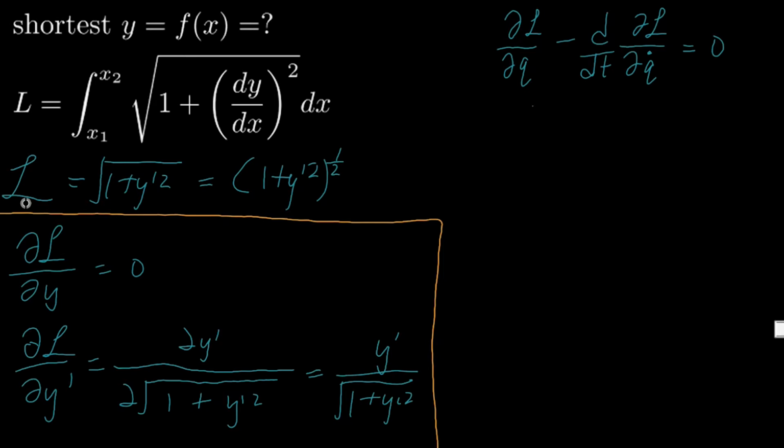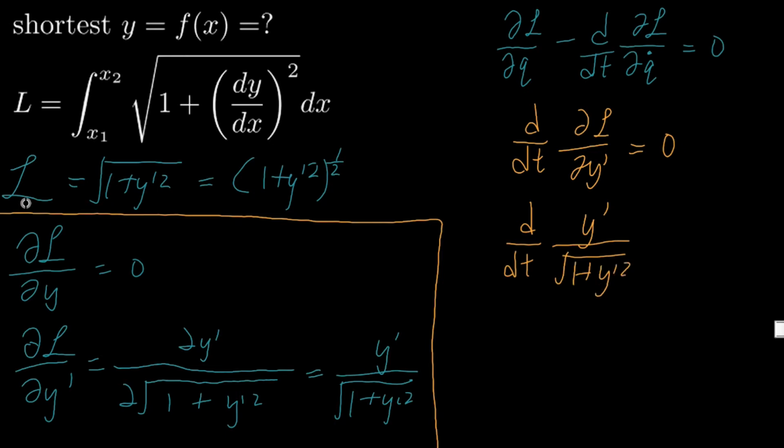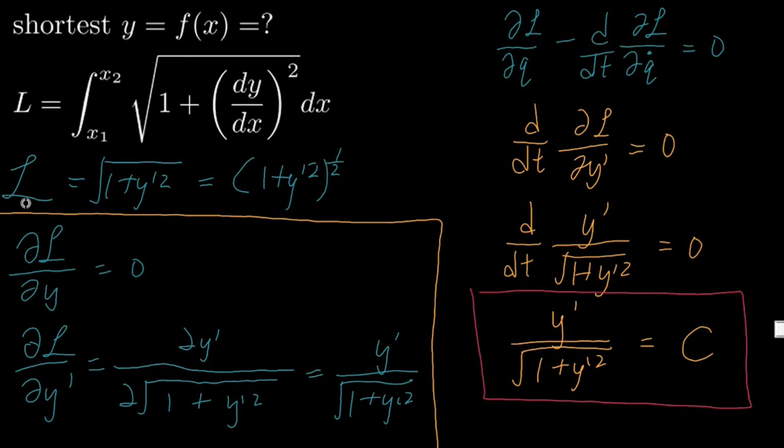Putting in partial L partial y, which is 0, we get that d by dt of partial L partial y prime is equal to 0. Then we can substitute in partial L partial y prime to get this expression right here. Integrating both sides with respect to t, we get that this expression here is equal to a constant, which I'll call c, because the integral of 0 is just a constant. Now I'll box this up in red and we can move on.